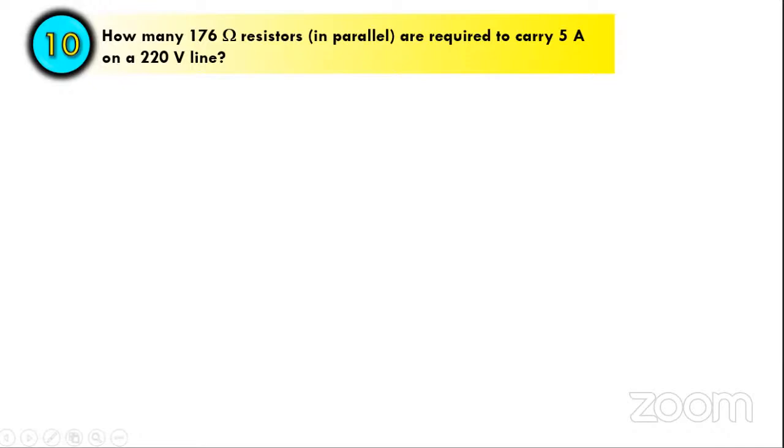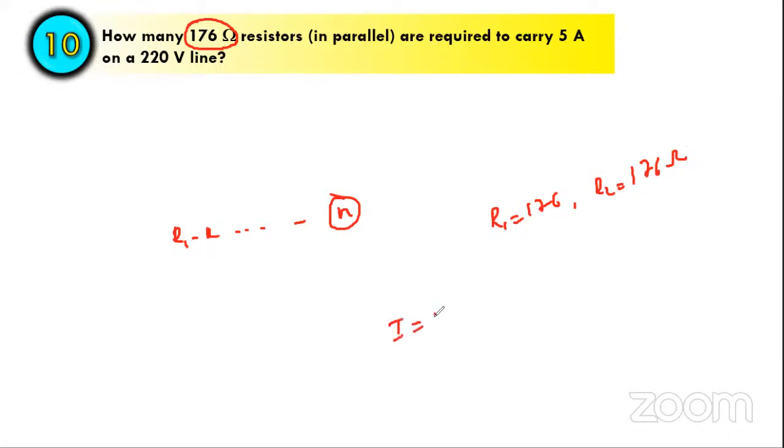See, we have to find the number of resistors. R1, R2, R3 and so on, N number of resistors. Is it right? So each resistor value is how much? 176 ohms. Okay. R1 is equal to 176, R2 is equal to 176 and so on. And current is given. Current is how much? 5 amps. Voltage is given. Voltage is how much? 220 volts. We know that V is equal to IR, R is equal to V by I.